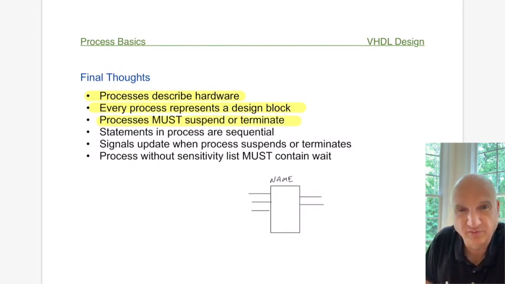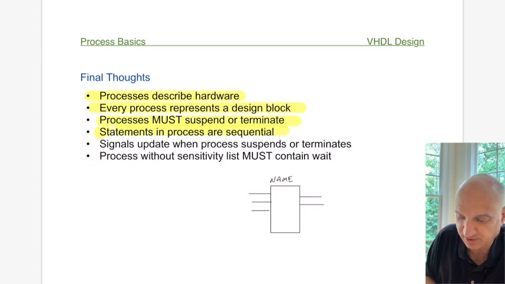Processes also must suspend and terminate. We talked about that before. What that means is you can't have an infinite loop in a process or have it waiting on some condition. You can't have a process sitting there waiting for someone to push a button. Well, you can, but you have to define it properly, so that it's using a sensitivity list or it's waiting on a signal change. We'll talk about both of those later.